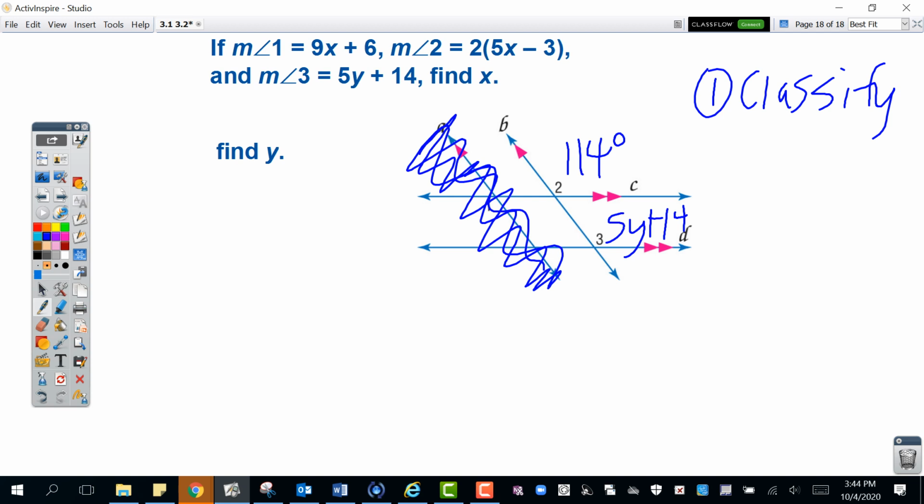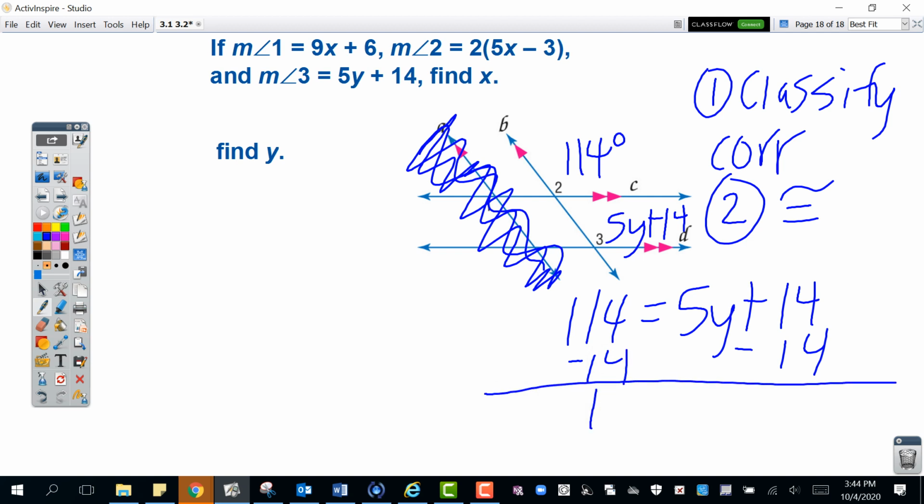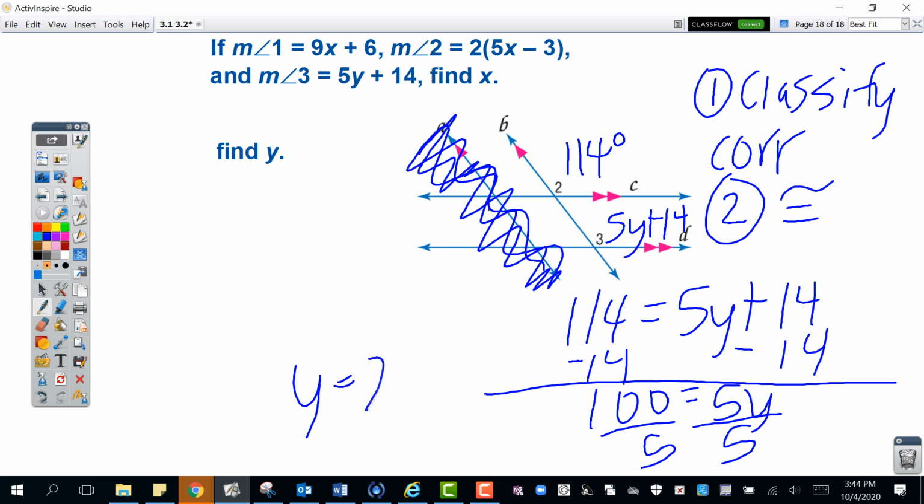All right, then are they corresponding? Are they in the same position? Well, look, angle 2 is in the top right and angle 3 is in the top right. Therefore, they are corresponding. Now I go to my T-chart and I see that corresponding angles are congruent. So we're determining the relationship is congruent. Therefore, now all I got to do is say 114 is equal to 5y plus 14 and solve. So I'm just going to subtract 14, and I get 100 is equal to 5y, and divide by 5, and I get y is equal to 20.